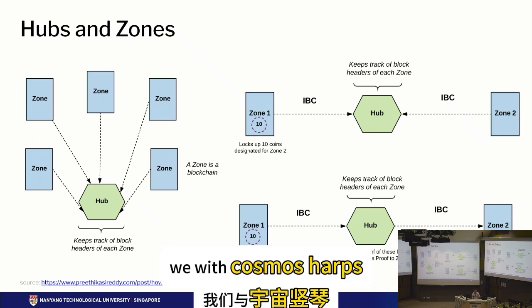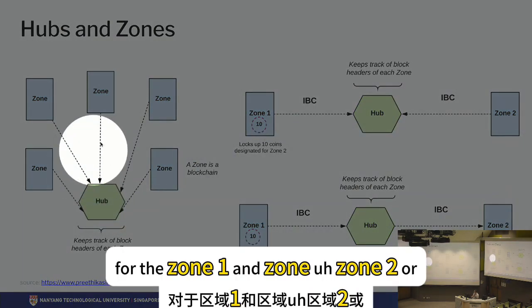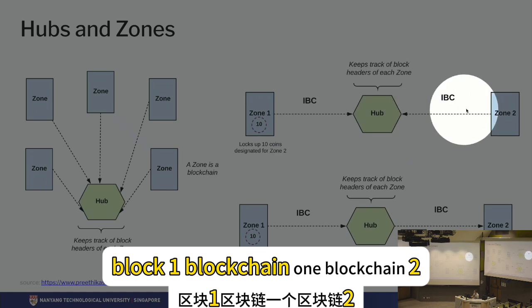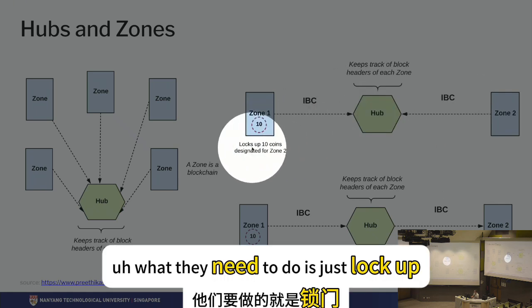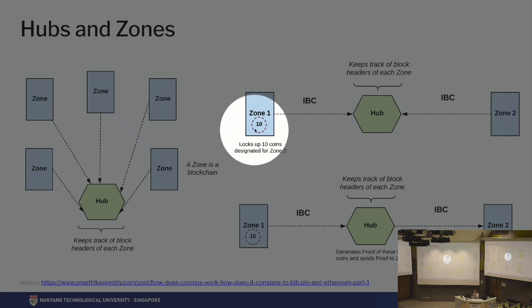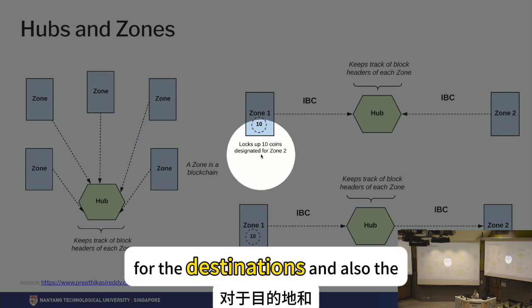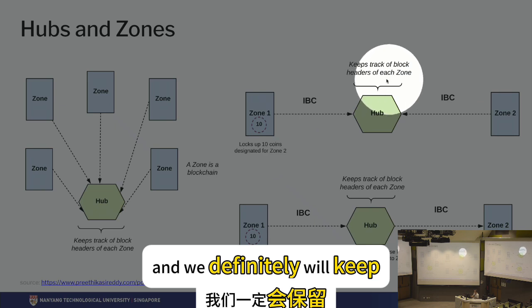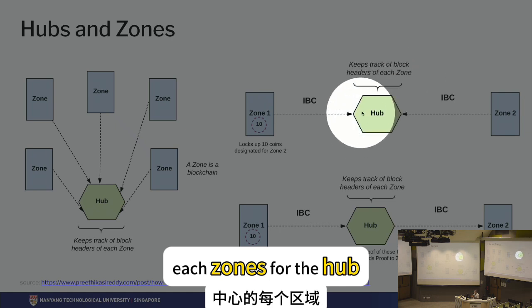With Cosmos hubs, this issue is resolved, right? In order for zone 1 and zone 2, or blockchain 1 and blockchain 2, to transfer assets, what they need to do is just lock up on zone 1 for the destinations and also the originators. And they definitely will keep track of those transactions on each zone for the hub.